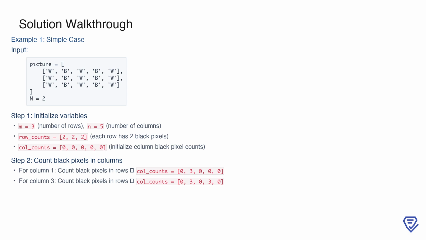Next, we initialize two arrays, row_counts to count the black pixels in each row, which is initially 2, 2, 2, since each row contains exactly 2 B pixels, and col_counts, which keeps track of black pixel counts in each column and starts as 0, 0, 0, 0, 0. Now, we proceed to count the black pixels in the columns. By iterating through the rows, we find that column 1 has 3 black pixels, so col_counts becomes 0, 3, 0, 0, 0. Similarly, column 3 also has 3 black pixels, updating col_counts to 0, 3, 0, 3, 0. This completes the first step of the process.